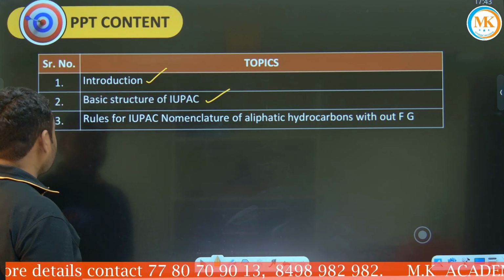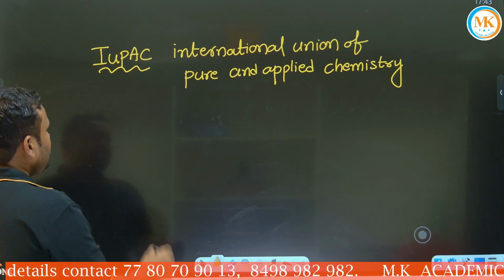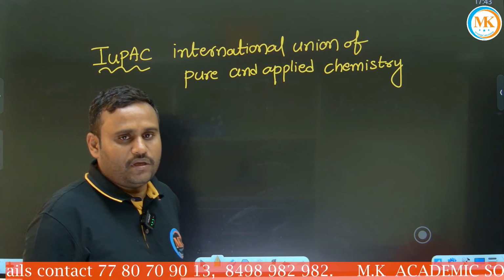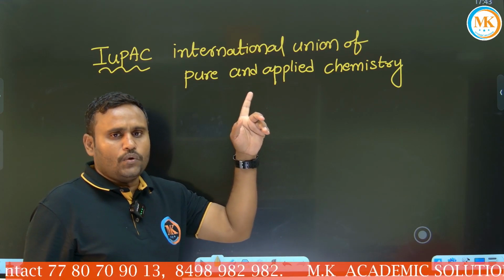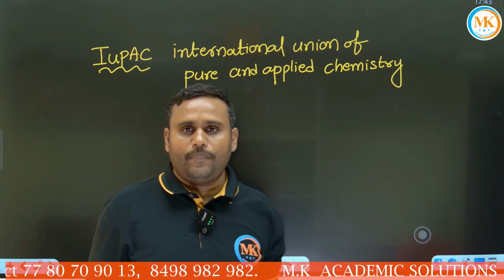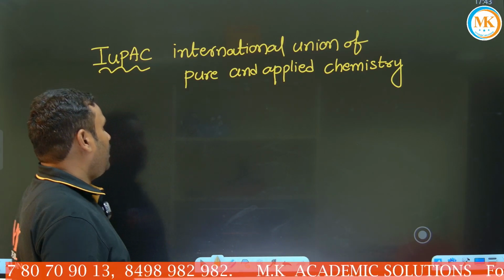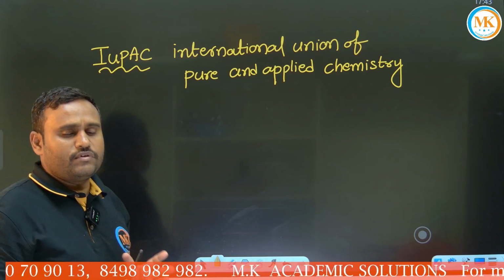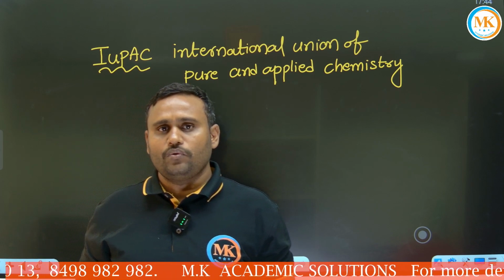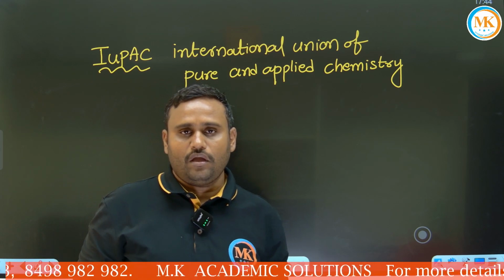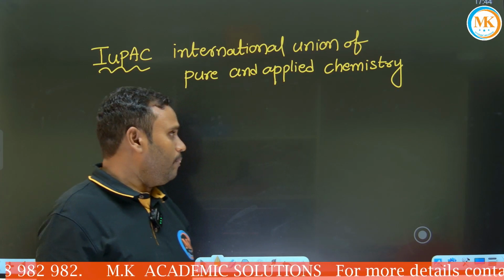First of all, what is IUPAC? The full form of IUPAC is International Union of Pure and Applied Chemistry. It is an organization which gives some rules and regulations, some guidelines, on how to discuss chemistry. Universally, it is followed by all chemists.